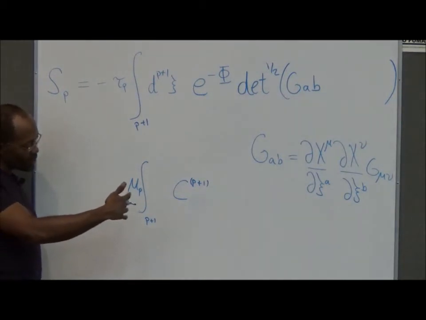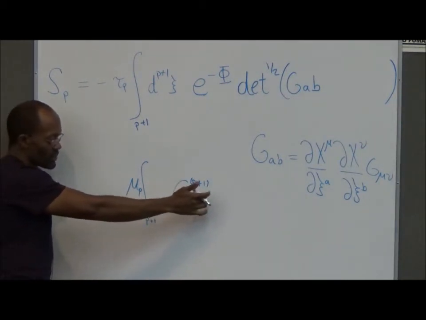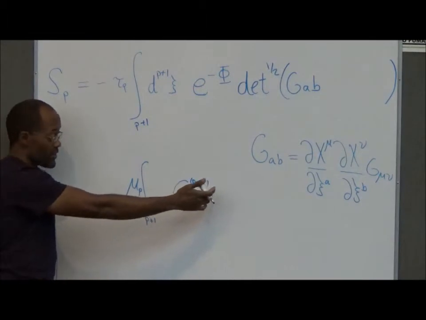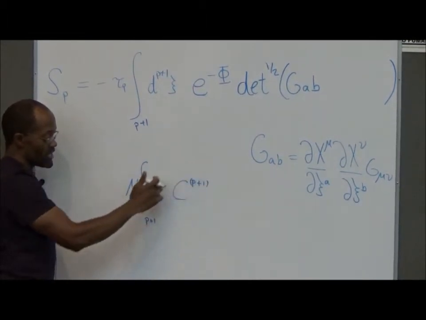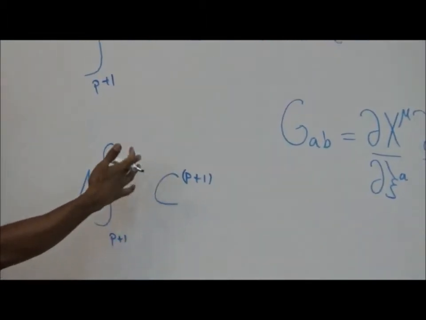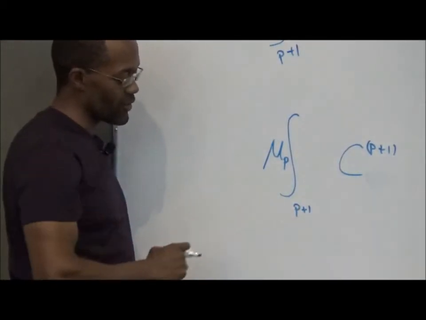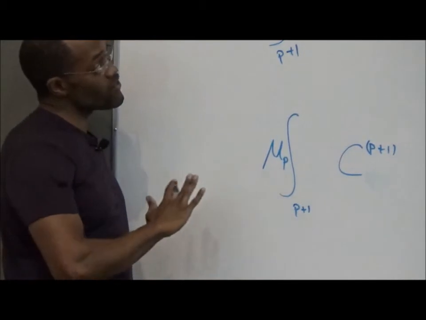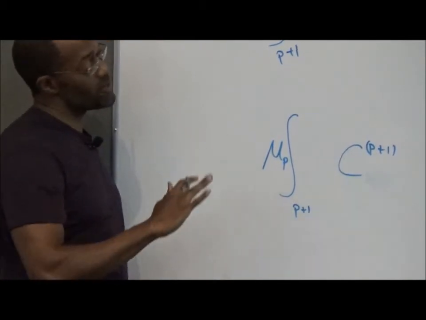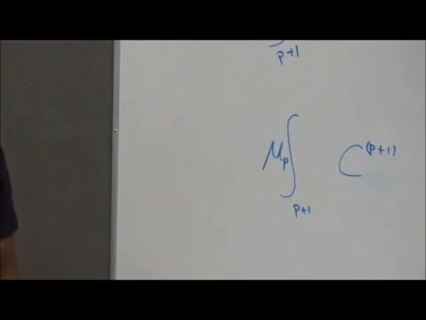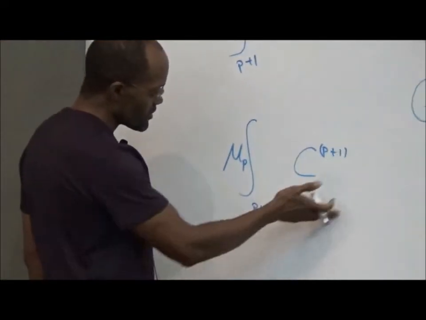It'll turn out in more complicated examples, some of the lower and even some of the higher C's, higher in rank, can couple to this P plus 1 dimensional world volume. But if the D brane is just sort of not doing much, just sitting there in space-time like that, this is all you get.